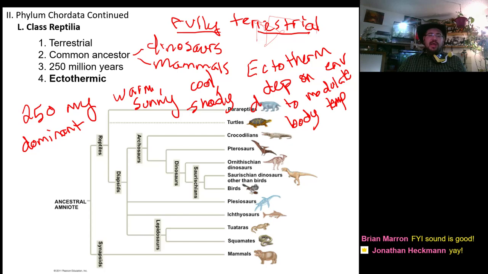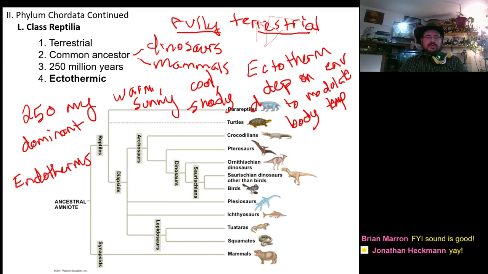So, by alternating between warm and cool environments, they can heat up their body or cool down their body in order to maintain the homeostasis body temperature required. So, they cannot maintain their body temperature internally. There are some exceptions, but they are few in Reptilia. We can contrast this with dinosaurs and mammals being endotherms.